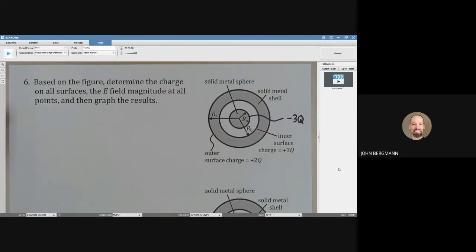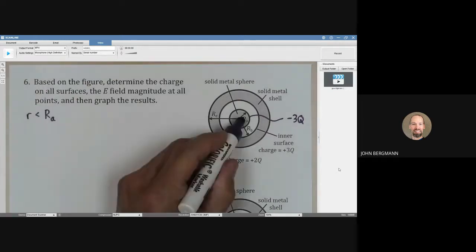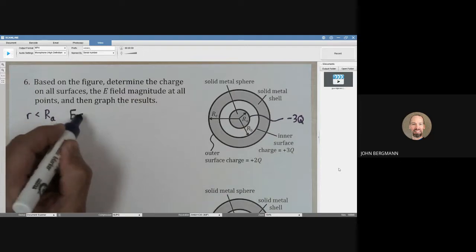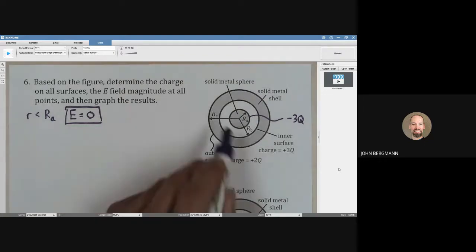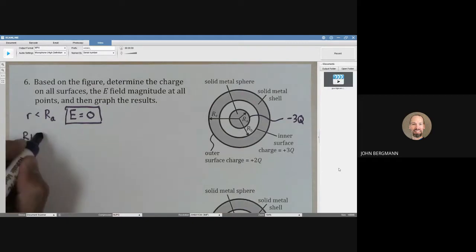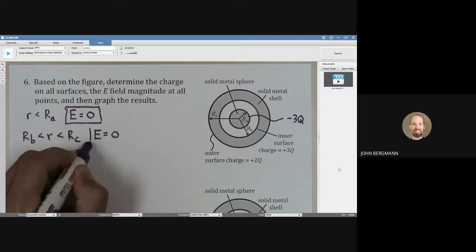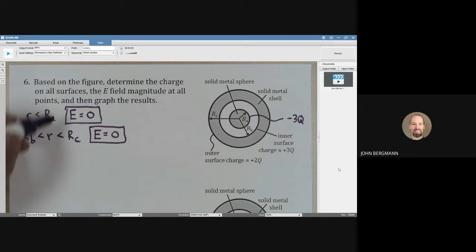So let's find the electric field magnitude at various points. For r less than r_A, that is on the inside of this cannonball, the electric field magnitude is 0. Similarly, let's skip ahead to between r_B and r_C. Between r_B and r_C, the electric field magnitude is also 0. On the interior of any conductor in electrostatic equilibrium, the electric field is 0.